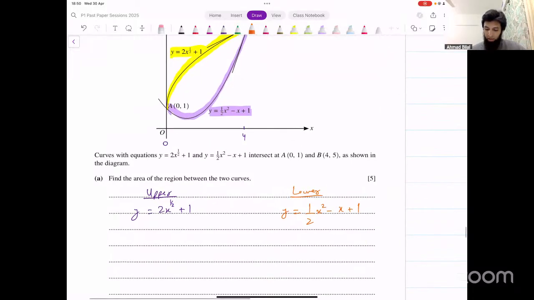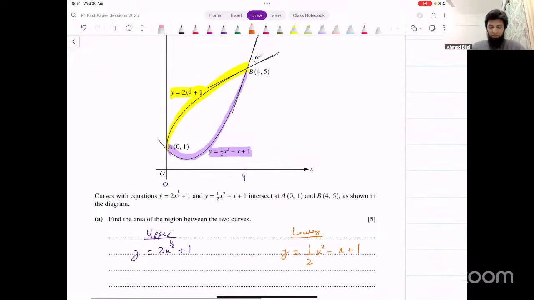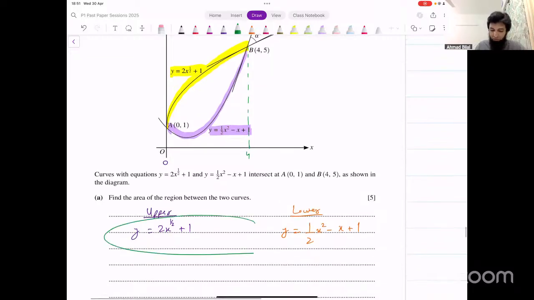Now we can either integrate both of them separately, input the limits in them, and then find the areas and subtract them. However, in this case, since both of them have the same limits, from 0 to 4, it will be more efficient if we just subtract these two functions first and then input limits once on both of them. That will be more efficient.